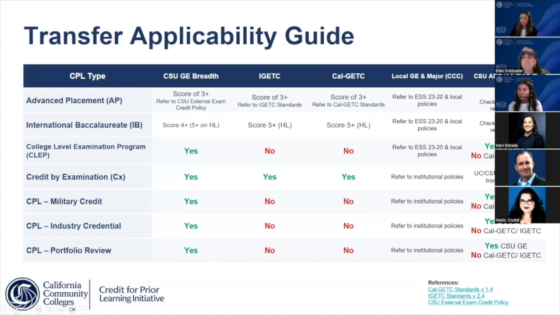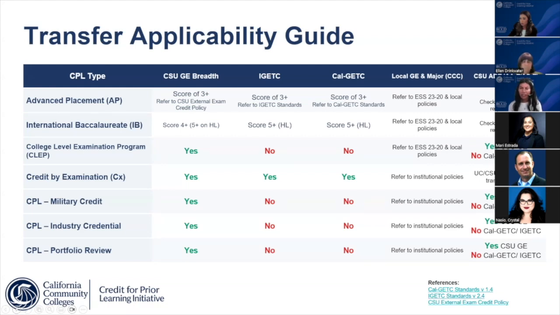If a student is transferring with an ADT, this is acceptable, but you should make sure that you double check the major requirements specifically because sometimes campuses have a different score that they'll accept. So make sure that you're looking at that to ensure that it does meet the requirements for a student who's transferring who wants to maybe use this for a major requirement. CLEP is a little different.